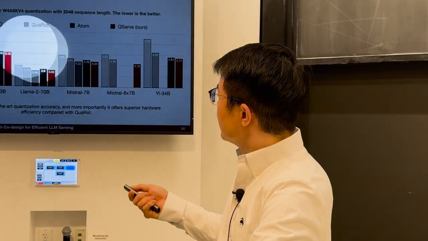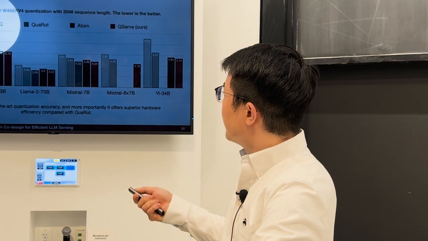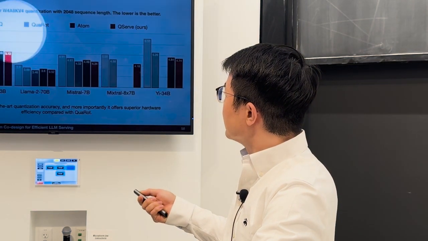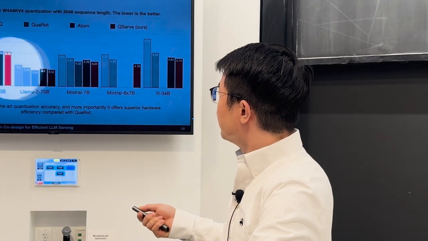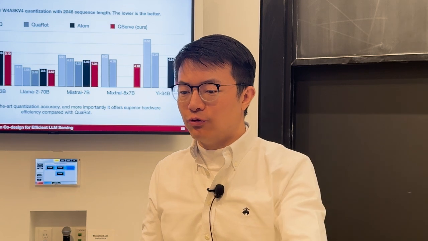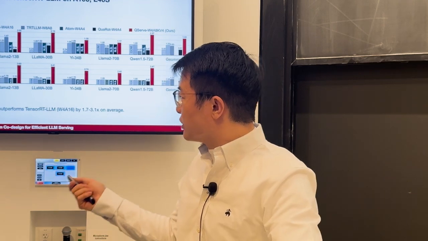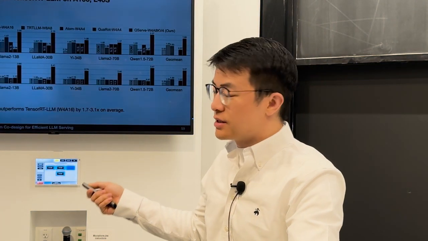QServe actually outperformed the state-of-the-art inference libraries, such as RTN, AWQ, QuaRot, Atom. And QServe has a pretty low perplexity under W4A8KV4 quantization. And this is the speedup, the throughput, measured on A100 in the first row and L40S in the second row.